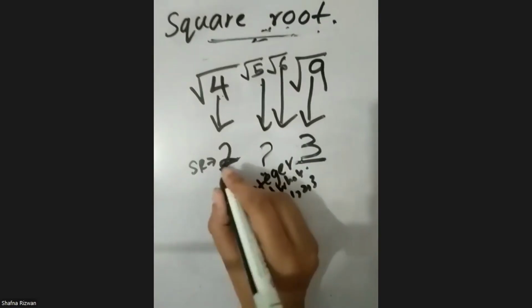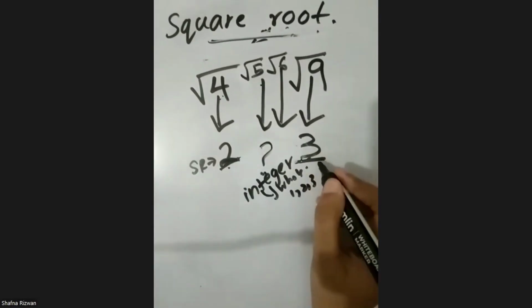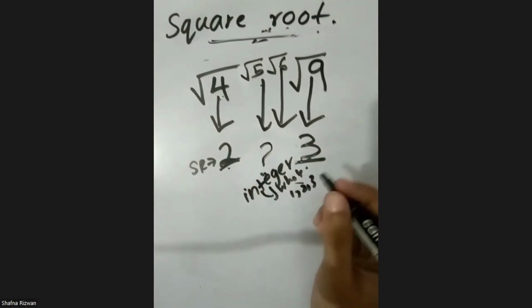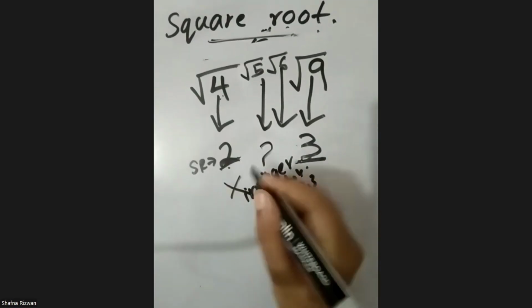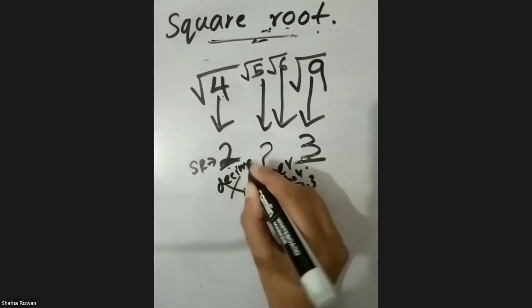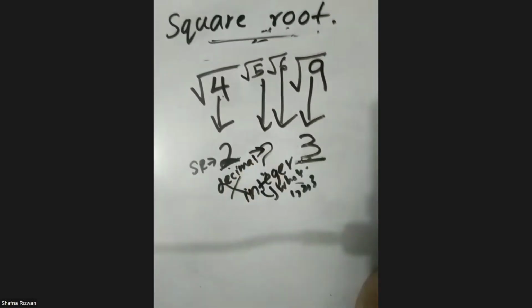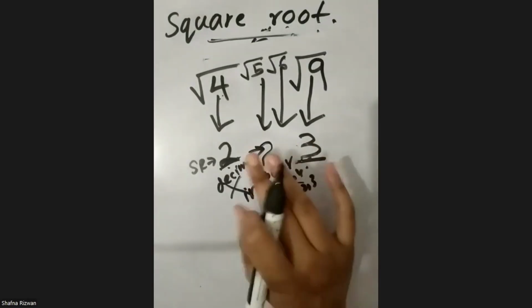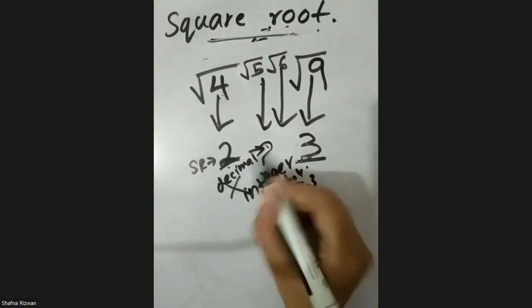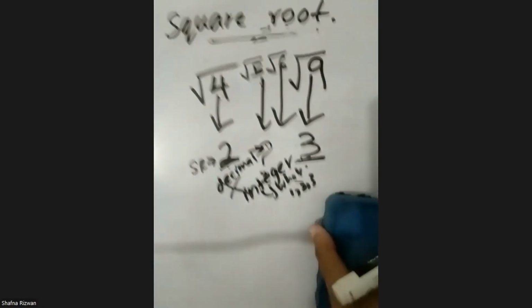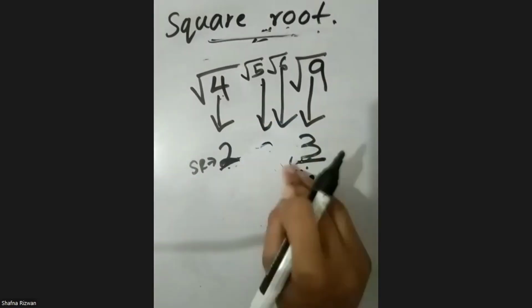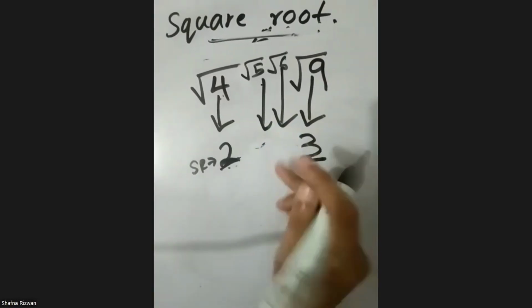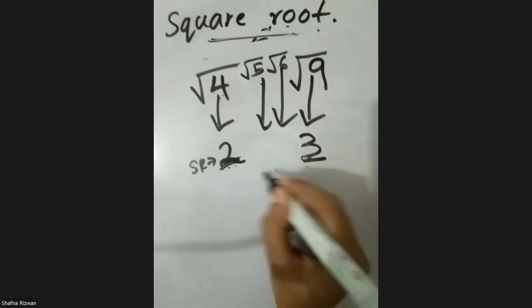Why? Because after 2, what do you have? Only 3. Do you have any other whole number in between? No. Then how can you get an integer? You will not get an integer, but you will get a decimal answer here. In between 2 and 3 you will only get a decimal answer.